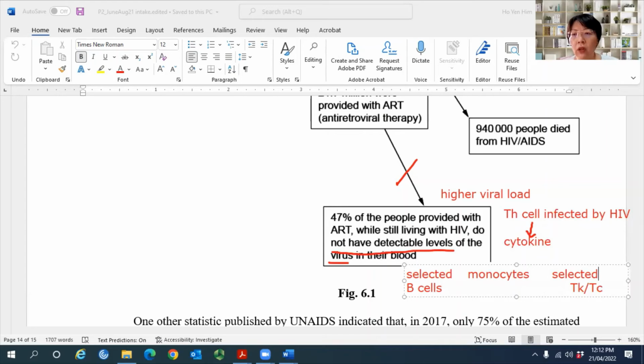TC stands for cytotoxic. TK stands for killer. They're the same thing. Okay, they are supposed to attack only three types of cells in the body. What are the three types of cells attacked by TK cell? Next, Curti. Okay, Curti. What are the three types of cells that the T killer cell will attack in the body?